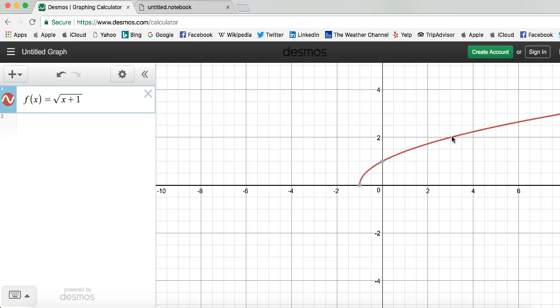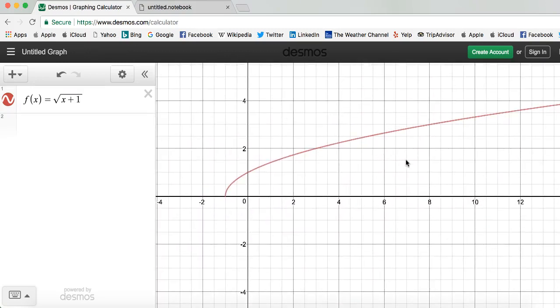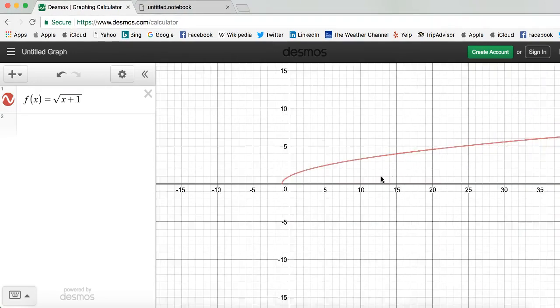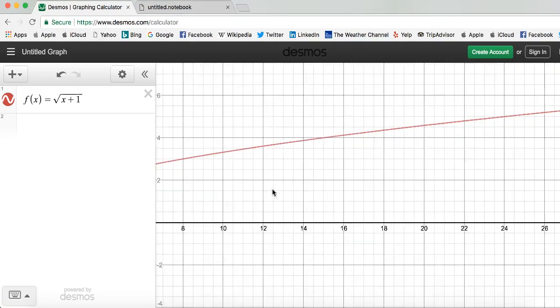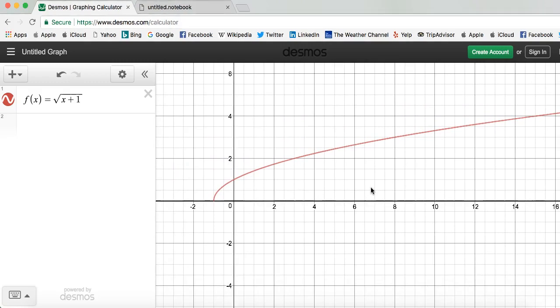Okay? And what's cool is that you can just click and drag around and see the whole graph. You can zoom out if you like. You can zoom in. It's a pretty nifty graphing calculator if you ask me. So bam, there it is. That's what the square root of x plus 1 looks like when you graph it.